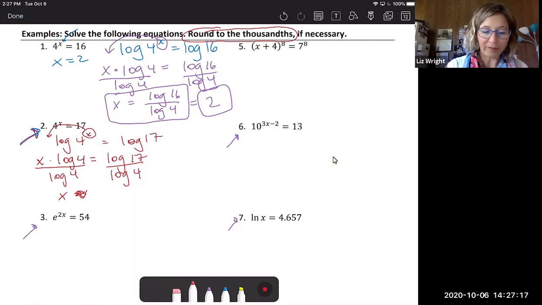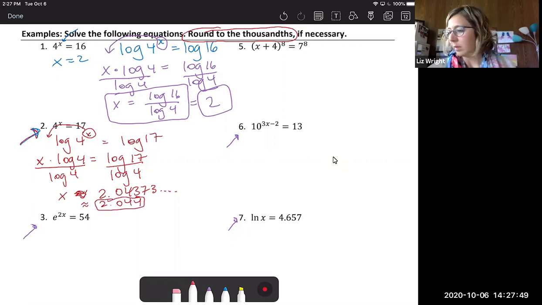We're going to round to the thousandths place. I'm going to type it into my calculator. Hopefully you've already gotten it and you're moving on to the next problem. So I got 2.04373, and it just keeps going. So rounding to the nearest thousandths, it is going to be 2.044 for my final answer in here. And I am going to make note of that longer answer on my paper.